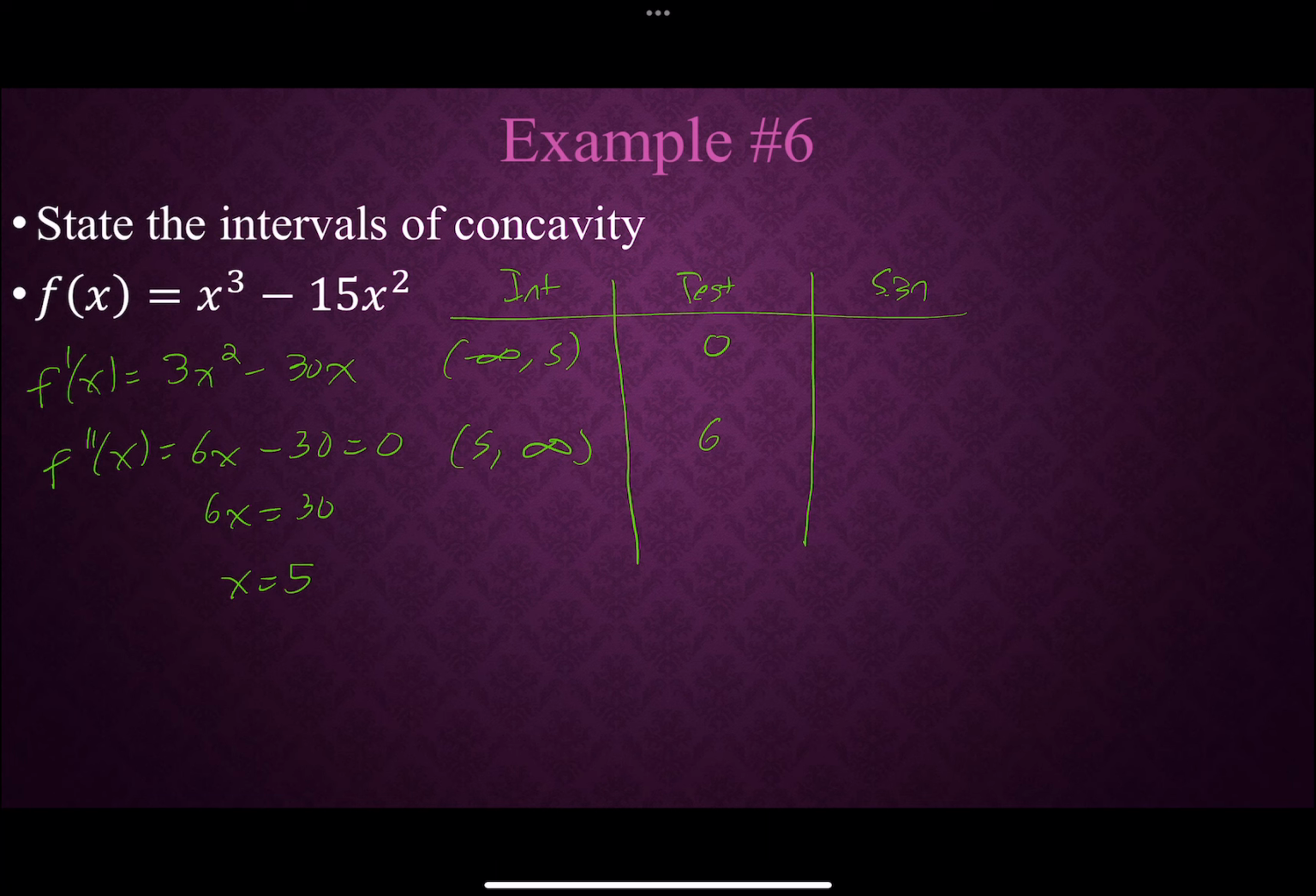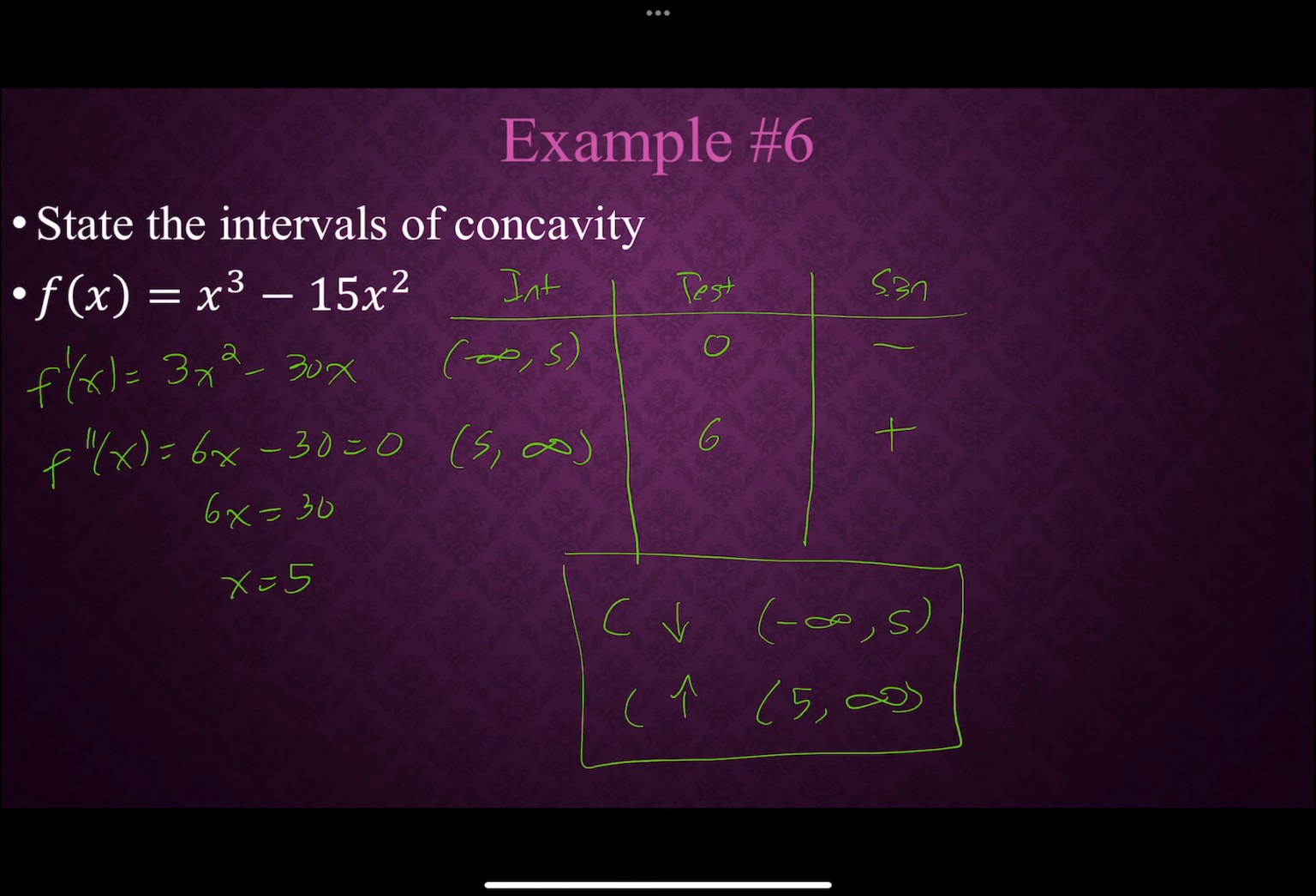Substituting 0 in, 6 times 0 minus 30 is negative, so we're concave down at first. Substituting 6 in, 6 times 6 is 36, minus 30 is a positive, so that's going to be a positive there. All right. So that means we are concave down from negative infinity to 5, and then concave up from 5 to infinity, with the point of inflection occurring at x equals 5.